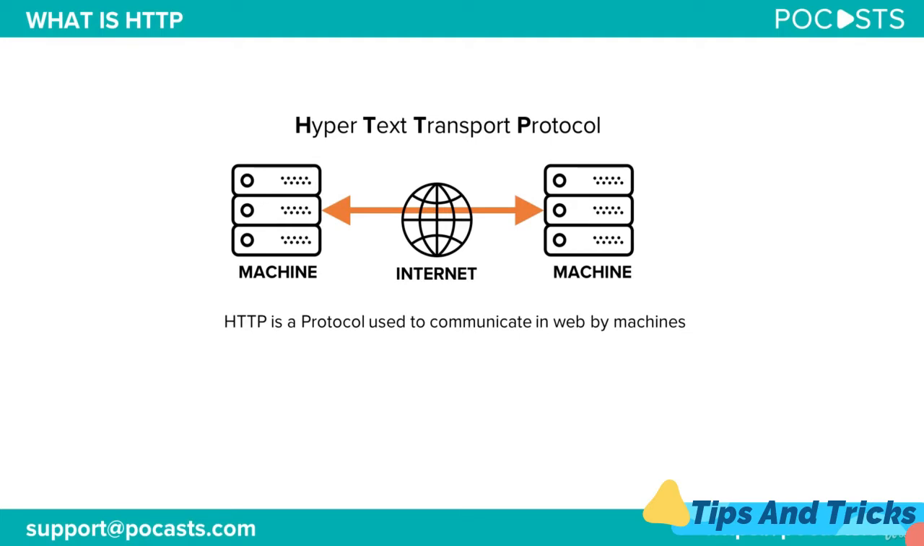So let's look at things together. HTTP is nothing but a protocol that is used in the web to transfer that hypertext onto your computer or transfer over between the machines. Let me give you a simple definition. HTTP is a protocol used to communicate in web by machines. So don't assume HTTP can do everything between the two systems. HTTP is typically used to transfer text between the machines on the web.